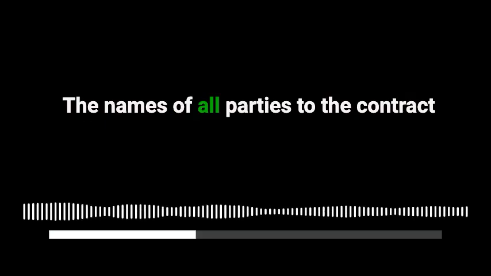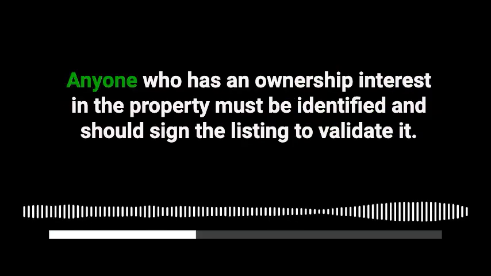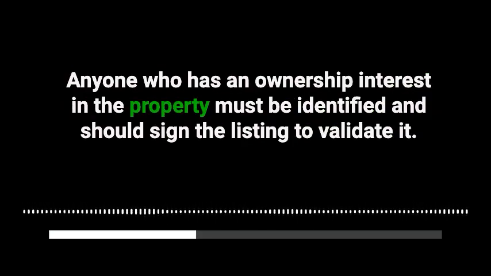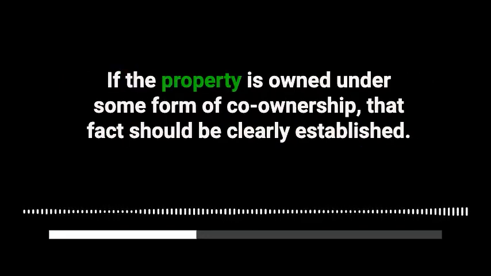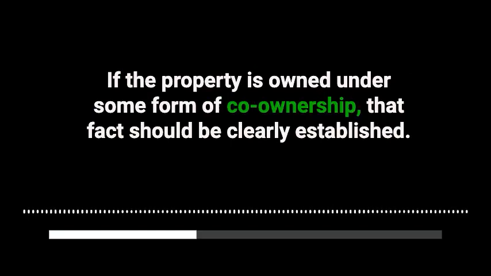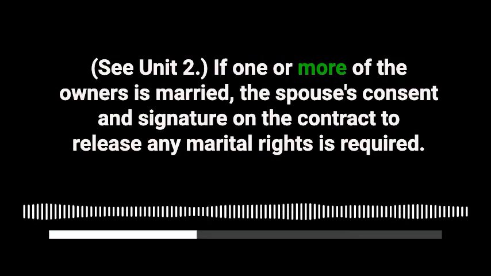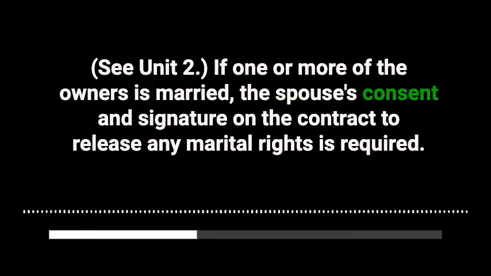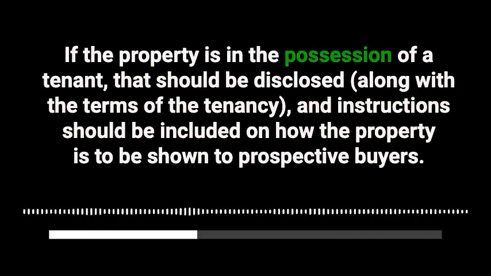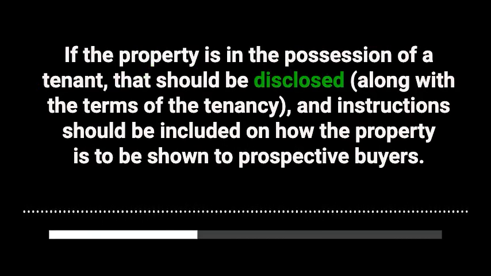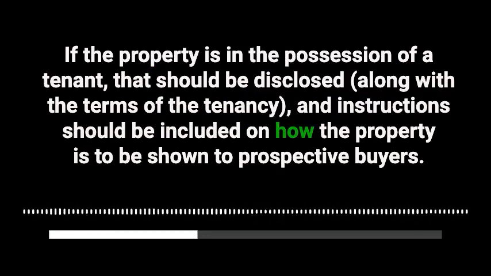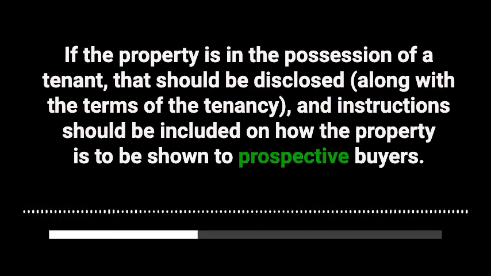The names of all parties to the contract. Anyone who has an ownership interest in the property must be identified and should sign the listing to validate it. If the property is owned under some form of co-ownership, that fact should be clearly established. If one or more of the owners is married, the spouse's consent and signature on the contract to release any marital rights is required. If the property is in the possession of a tenant, that should be disclosed, and instructions should be included on how the property is to be shown to prospective buyers.